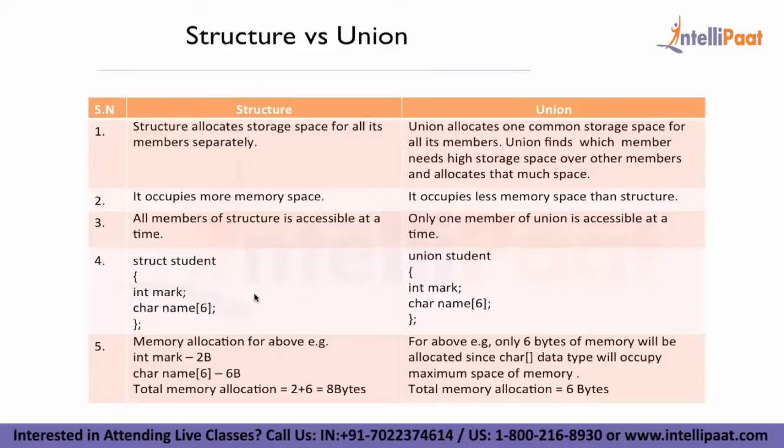So this is how we declare a structure and this is how we declare a union. Now, the memory allocation for the above example: how much memory will be allocated? Int will give 2 bytes, character we are using 6 characters, so 6 bytes, so 6 plus 2 is 8 bytes. For the above case where we are using union, it will be equal to 6 bytes because 6 bytes is the biggest unit.